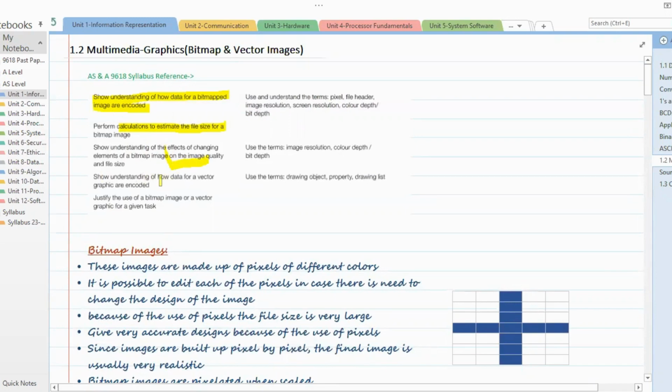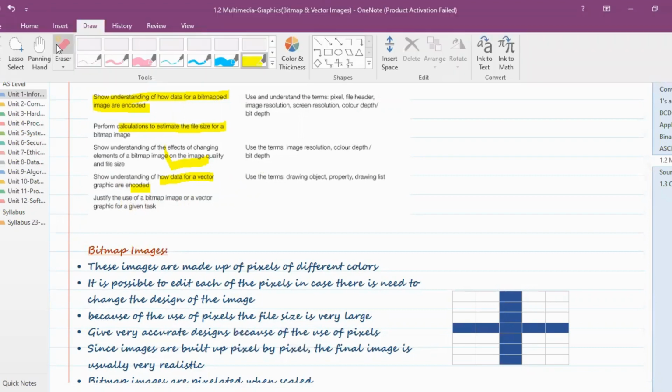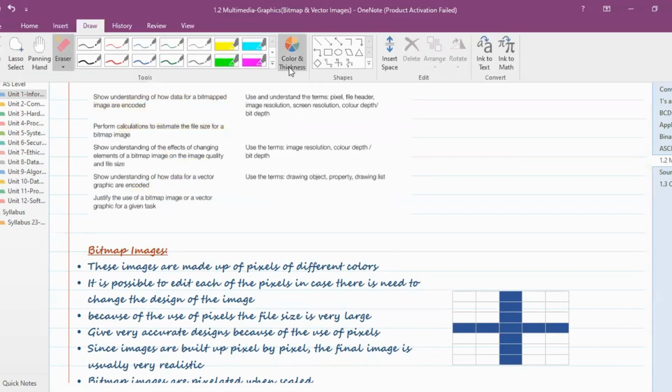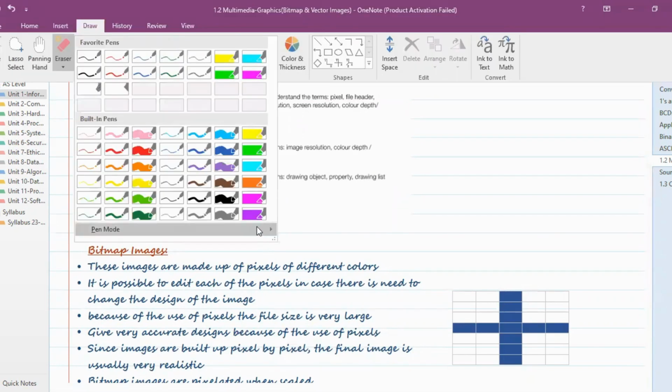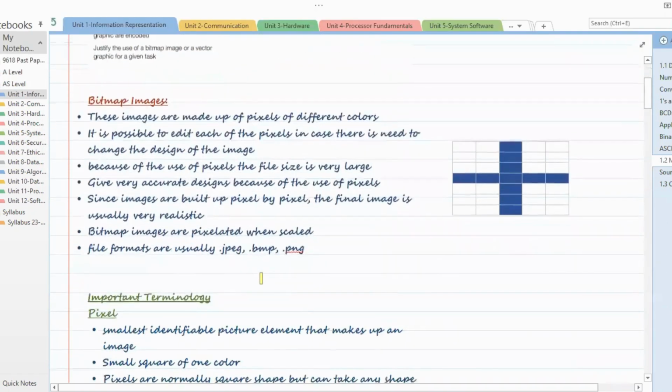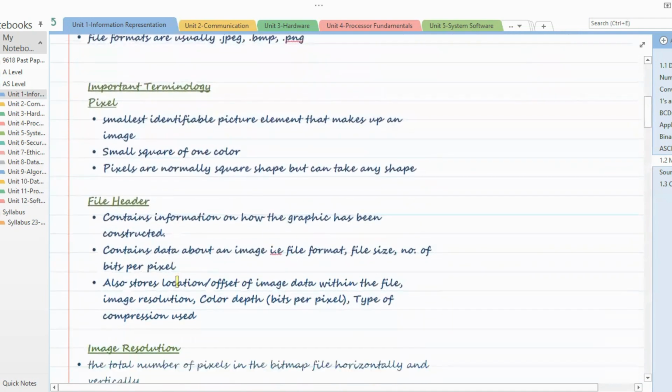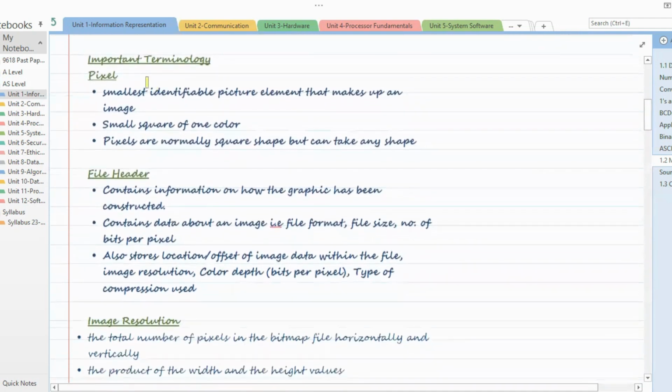Then show understanding of how data for vector graphic is encoded and justify the use of bitmap images or a vector graphic for a given task. So this is the syllabus reference, right? Let's start with the first topic, bitmap images. Bitmap images basically are made up of pixels. Before I start on bitmap images, you should understand basic terminology about them.